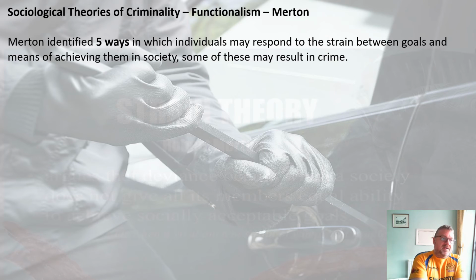So Merton then goes on to identify 5 ways in which individuals may respond to the strain between goals and the means of achieving them in society. That's why it's called strain theory. You are under pressure to conform to society's goals, to achieve its goals. At the same time, you may not be able to do it, so you are under stress and strain. And Merton's argument is that some people, because they're trying to pursue these goals, will result in crime because they can't get it by the normal ways, through society's norms.